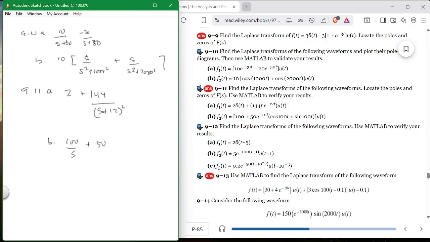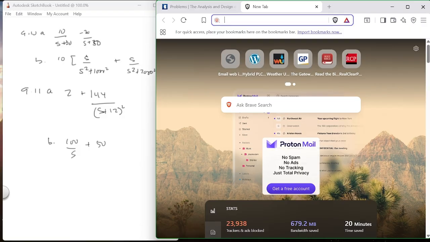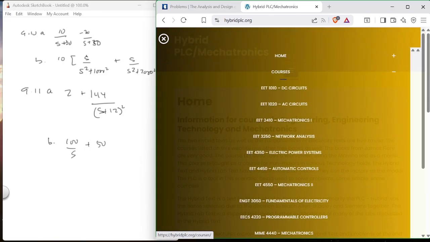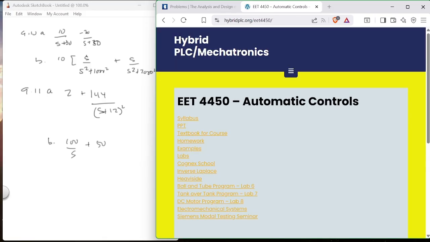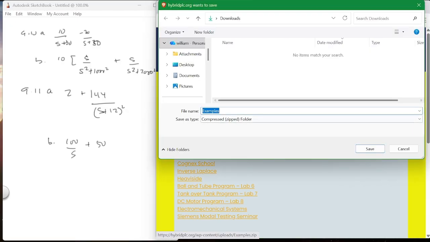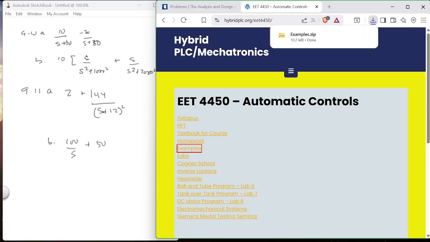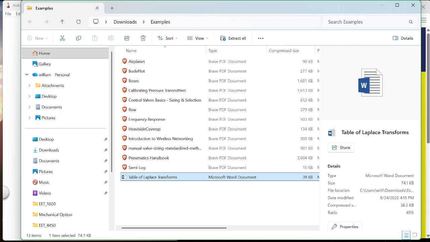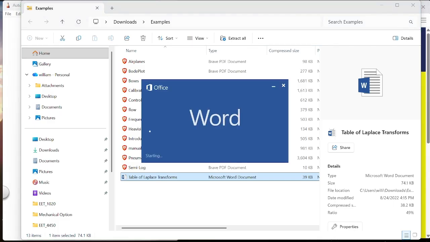Okay, let me just look at the sheet for a second. Let's look and see what I got, because I want to have a copy of it. So under courses, EET 4450, examples, it's under that. Okay, so examples, save. Okay, so download. It's going to take forever for this thing to load.